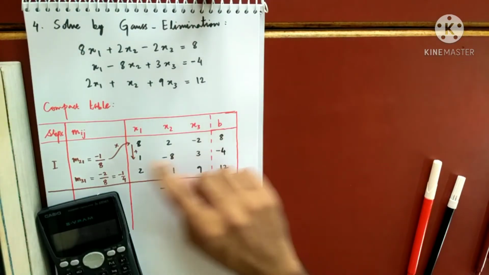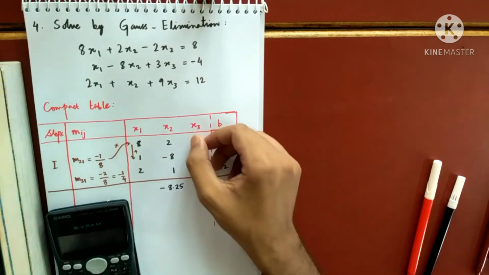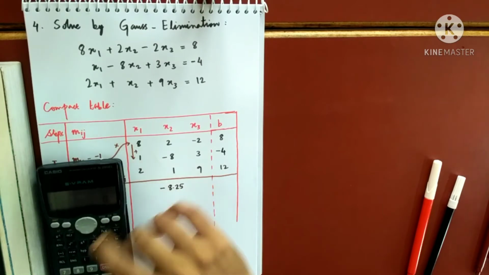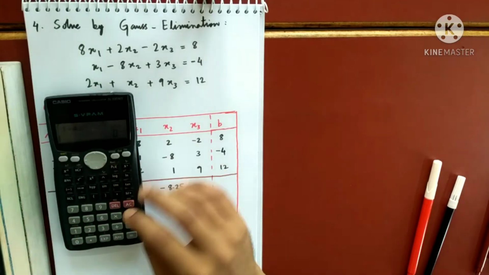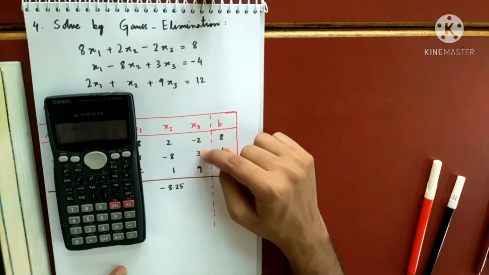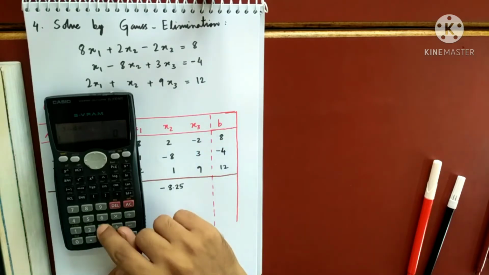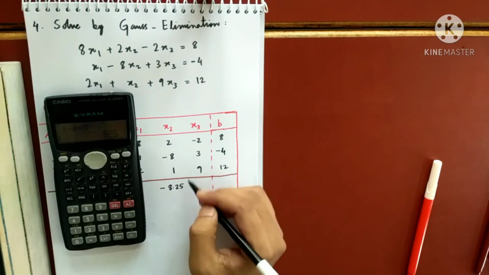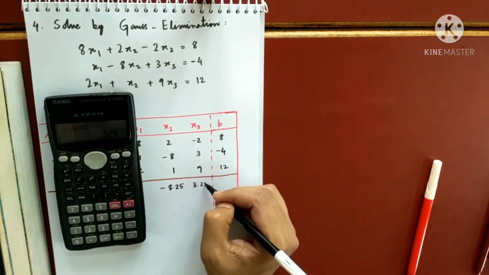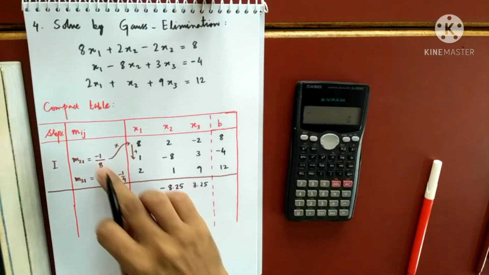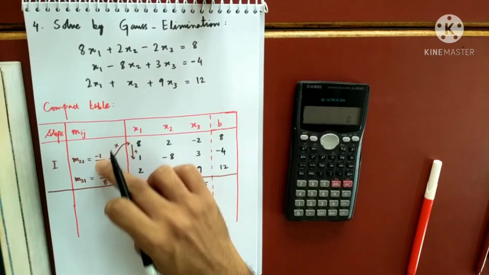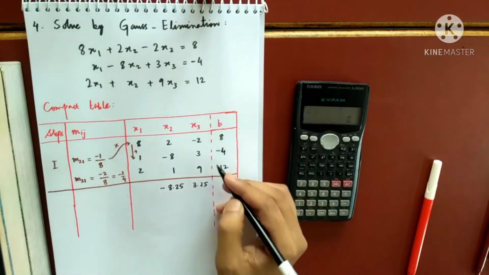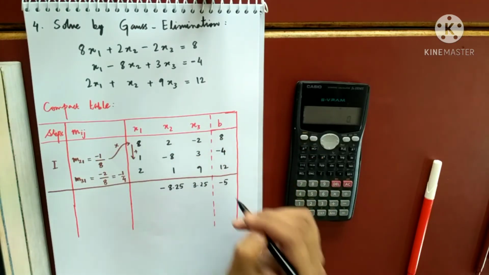Now, I will multiply minus 2 with minus 1 by 8. So, minus minus becomes plus 2 by 8. 2 by 8 is 1 by 4, which is actually 0.25, and I'll add that to 3. So plus 3, that is 3.25. And similarly, I will multiply minus 1 by 8 to b, so minus 1 by 8 into 8, 8 and 8 get cancelled, minus 1. Minus 1 minus 4 is minus 5. So I am getting this equation.